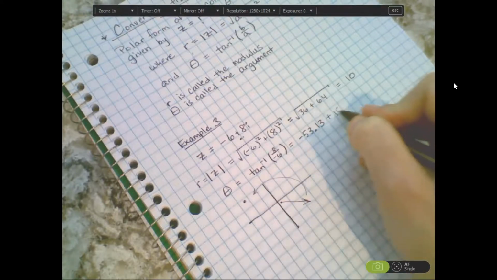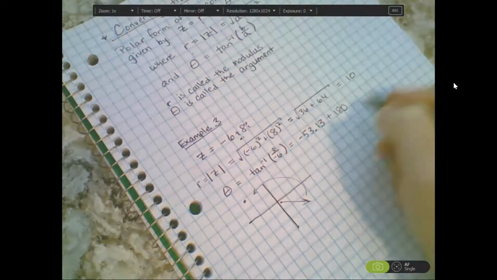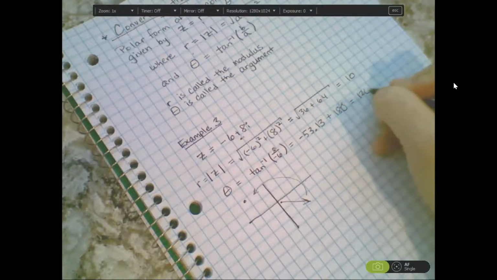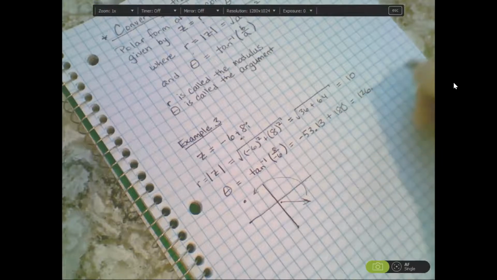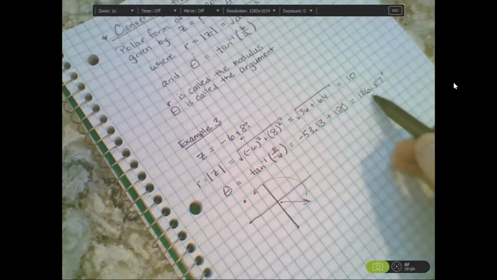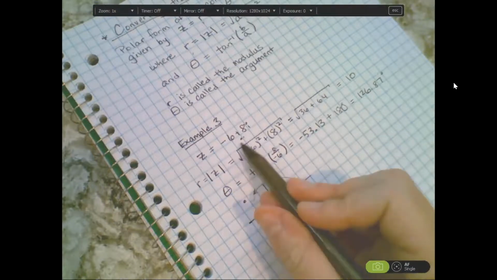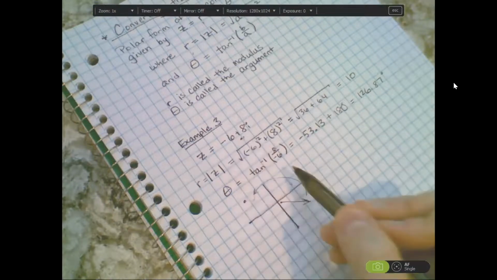So that means I'm going to have to add 180 degrees to this. If I do that, I get 126.87 if we round it. That makes more sense, right? 126 degrees is somewhere over here in this quadrant, which is where our original point was. So that makes more sense.